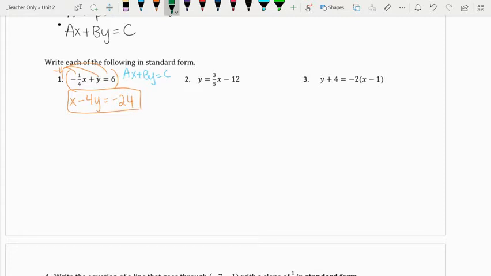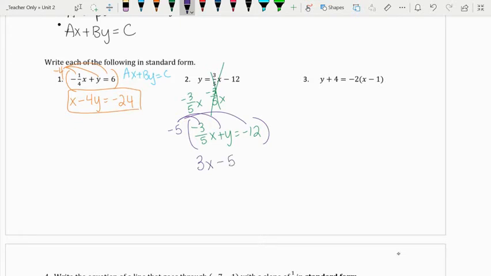So on number 2, you have different options on how to start this one. What I would do, honestly, is move the x over first. We would subtract this x to the other side. So we have -3/5 x plus y equals -12. At this point, I would try to figure out how to make x positive and get rid of the fraction. Well, we would multiply by -5. When we do that, we would get a positive 3x minus 5y equals a positive 60.